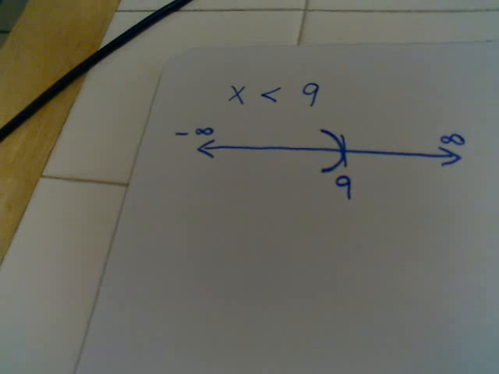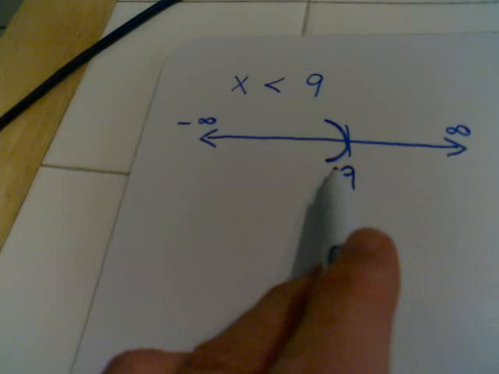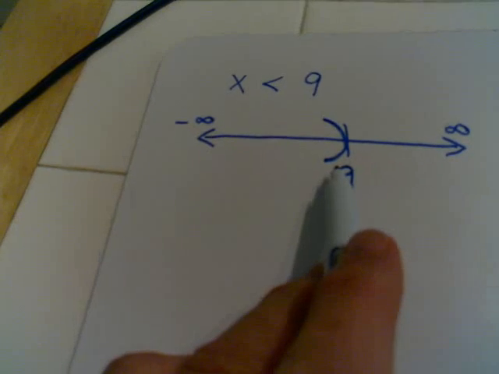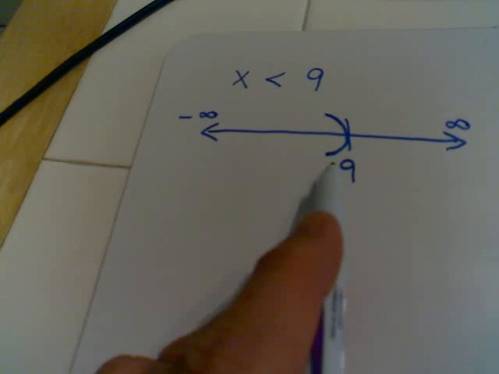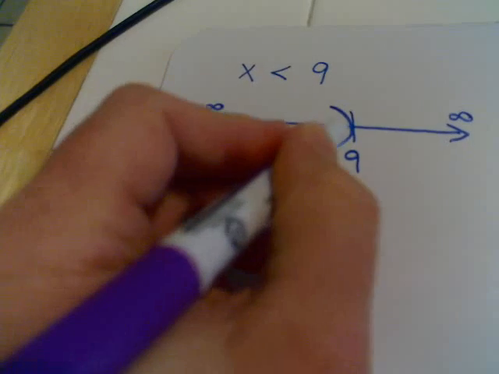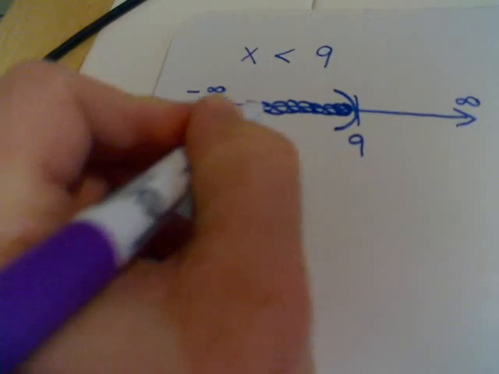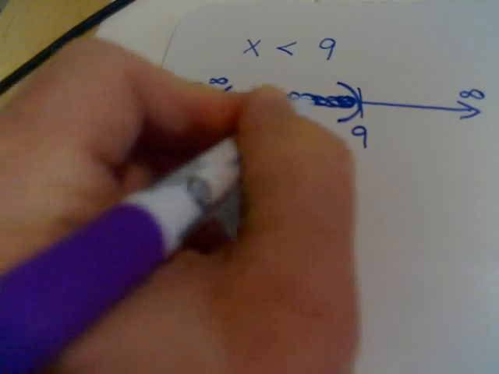So here's what you've got to remember. Anytime you use a paren, you're saying that the number you're putting the paren on is not included. If there's not an equal sign, you're going to use a paren. And in this case, x is less than 9, which means we're shading to the left on the number line, and of course, we're going to continue shading in this direction.